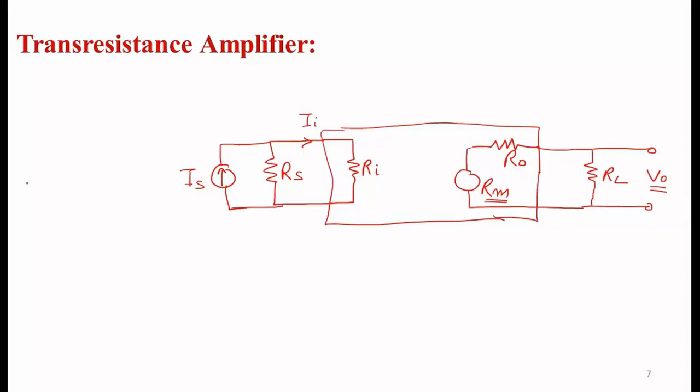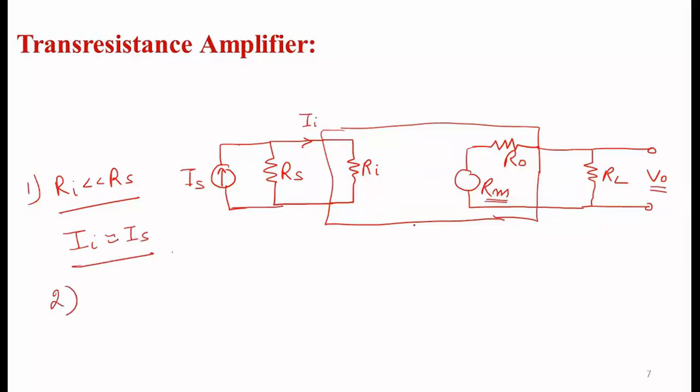So again, with these two conditions, on the input side we have two resistances and we want the maximum current to pass through the input resistance. It means if Ri is much less than Rs, then the maximum current will flow through the input impedance. So we can say that Ii is nearly equal to Is.